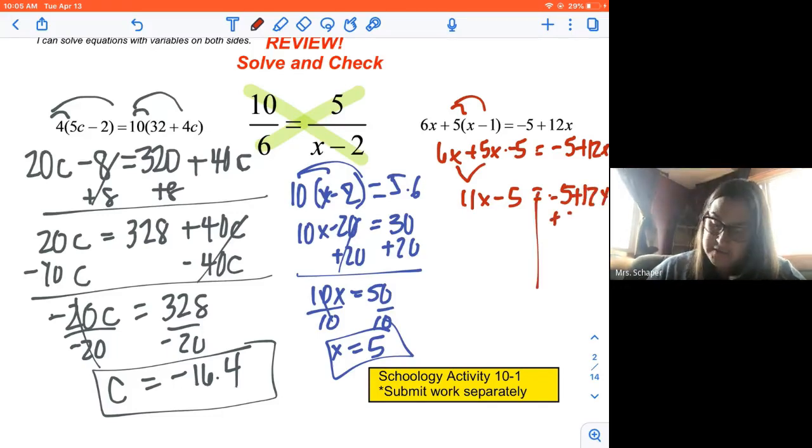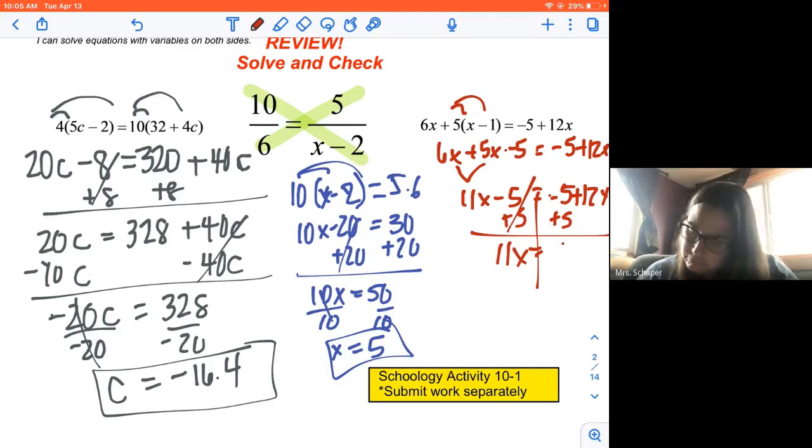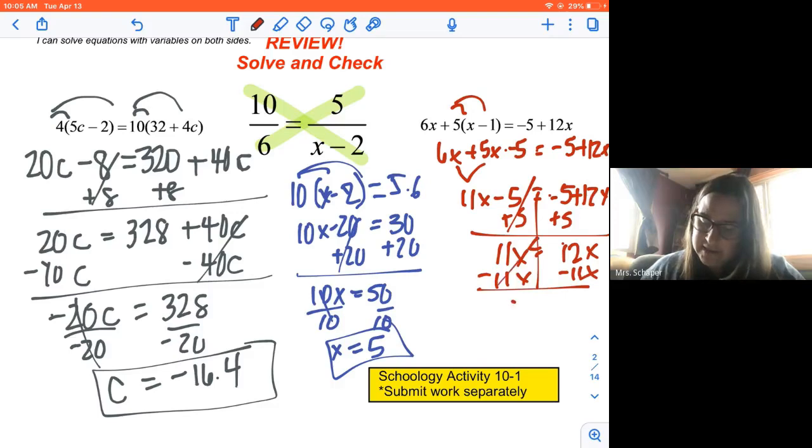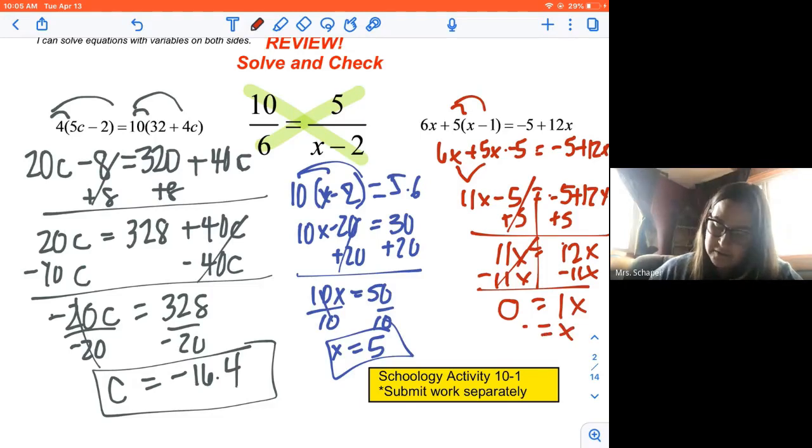Let's add 5 to both sides. 11x is equal to 12x. You might say, wait a minute, how does that work? Let's keep going. If I subtract 11x from both sides, I get that 0 equals 1x. So because of that, x equals 0.